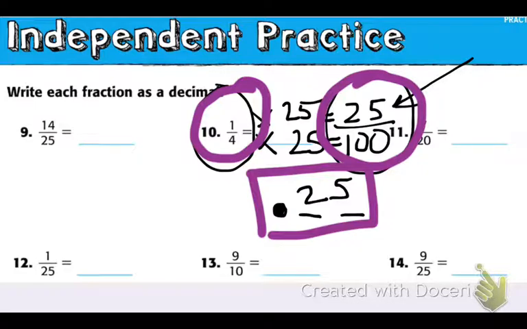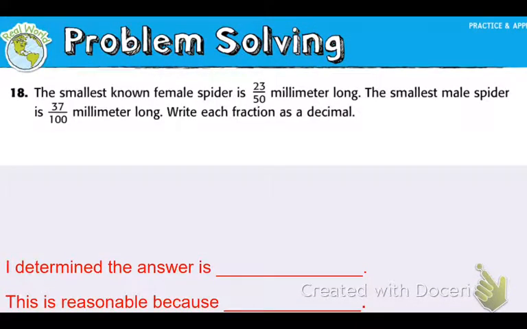13. Oh, it already has a 10. So all I need to do is put the 9 in the tenths place. I can skip step 1. They did it for us. Tenths, hundredths, thousandths. I need to make sure 9/10ths is in the tenths place. So 9/10ths has the same value as 9 over 10, or 9 out of 10. It's reasonable. Moving into problem solving.